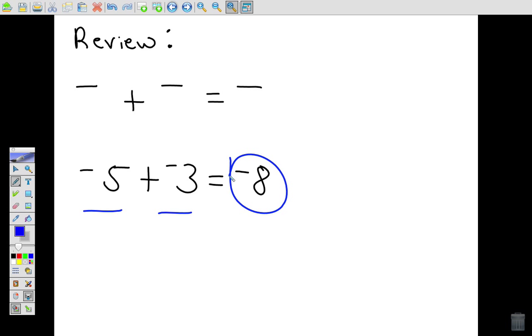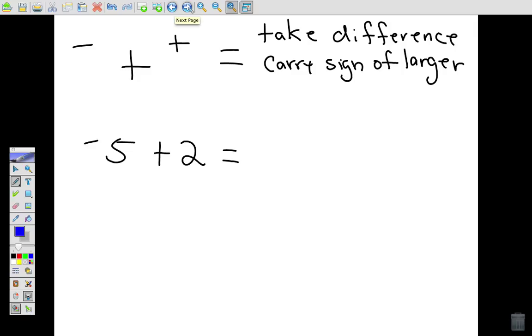And that makes sense. If you're at 0 degrees temperature and it drops 5 degrees and then drops 3 more, it's dropped a negative 8. Or in other words, it's 8 degrees below 0. So a negative plus a negative is always negative. How about if you're adding a negative and a positive, or vice versa? So in other words, you're adding numbers and one's positive and one's negative.